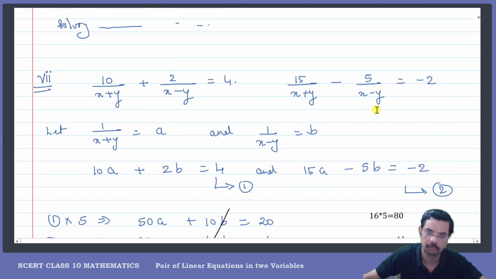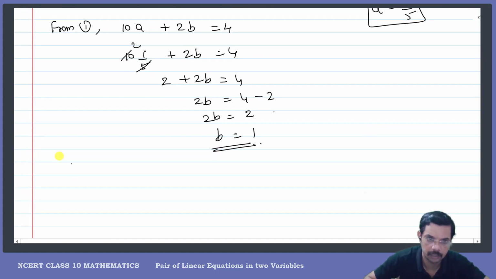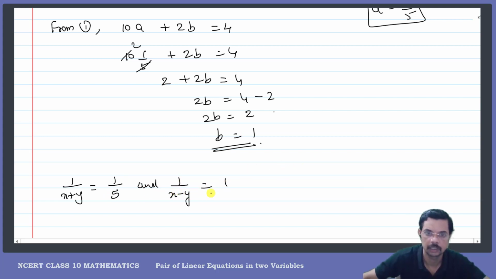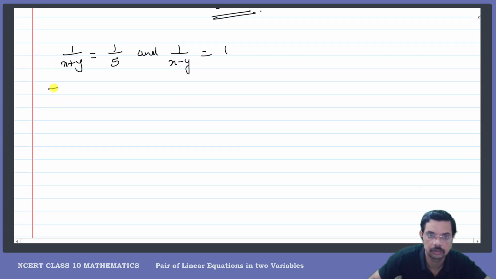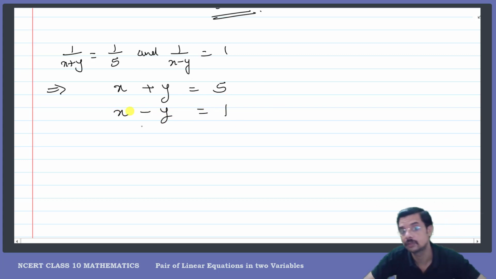1 by x plus y equal to a and 1 by x minus y equal to b. So 1 by x plus y equal to a, so it was 1 by 5, and 1 by x minus y equal to b, which is equal to 1. So from these two, we get two different equations again. So this implies that x plus y equal to 5 and x minus y equal to 1. Now we have to solve this part once more, but that is simple.